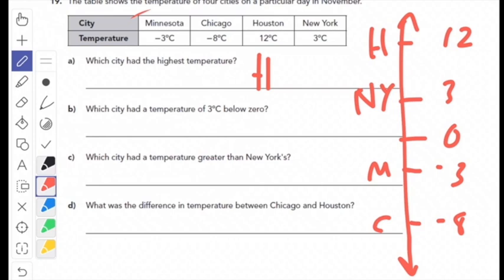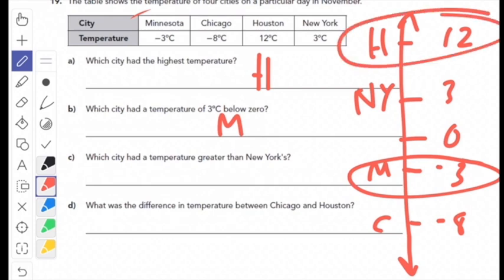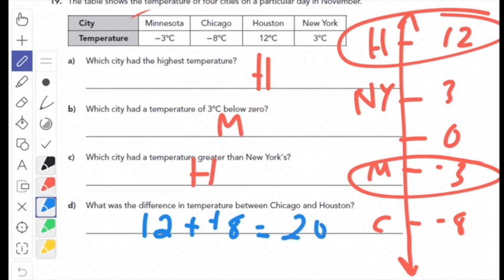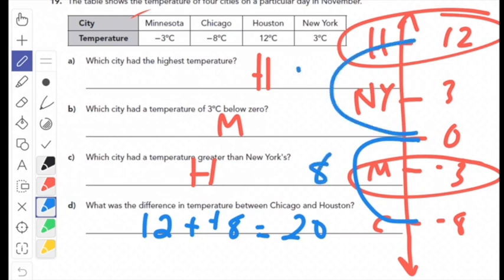Which city was 3 degrees below? That's Minnesota, which is not a city. Which city had a temperature greater than New York's? Again, it would be Houston. So the difference between Chicago and Houston. So several ways to do this. One way is the difference between Chicago and Houston. So we could do 12 minus a -8. And you change the sign, so that would make an addition. That would be 20. Or what you could do is Chicago to 0 is 8. 0 to Houston is 12, and 12 plus 8 would be 20.